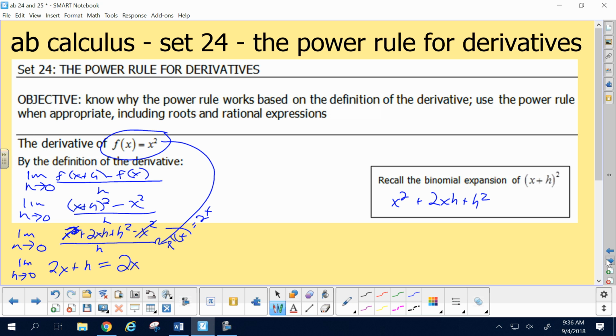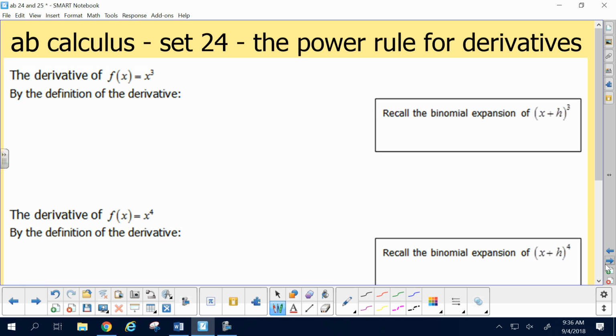We'll see. We're going to look for patterns, but let's proceed on. Let's say we did a cube. By the definition of the derivative, I'm going to just go straight to the chase. What is f of x plus h then would be, in this case, x plus h quantity cubed minus f of x, which is x cubed, all over h. Do you remember the expansion of x plus h cubed? X cubed plus 3x squared h plus 3xh squared plus h cubed.